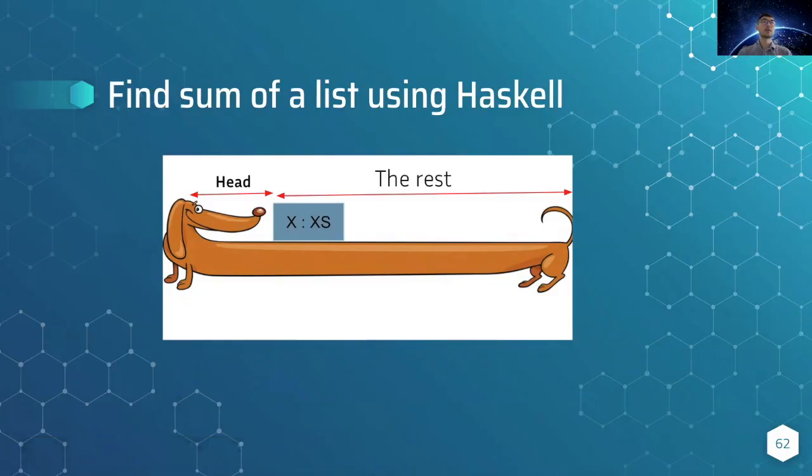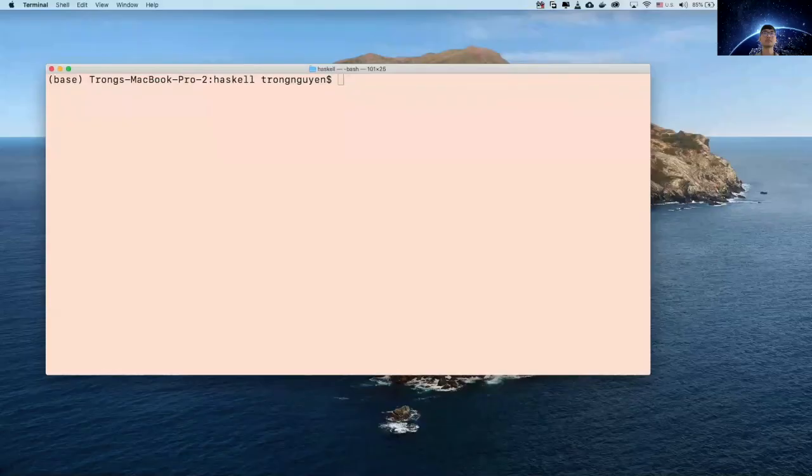I'm gonna show another demo using Haskell to calculate the sum of a list. If we are using Haskell, we will treat the list like a dog. It will have a head and the rest of the body. So Haskell uses this pattern to define a list. We have x belong to the head and xs will be the rest.